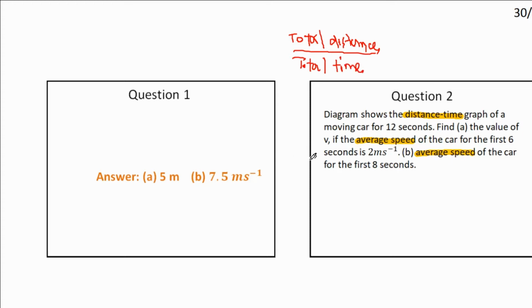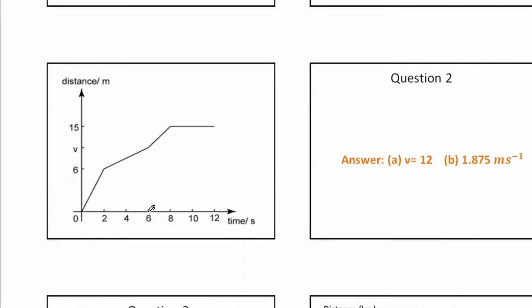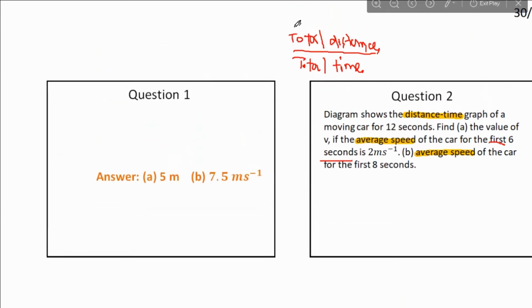A. The value of V if the average speed of the car for the first 6 seconds is 2 meters per second. So the first 6 seconds, so 0 to 6, until this one. You are given the average speed is 2 meters per second. So this is the formula for average speed, so use this formula.